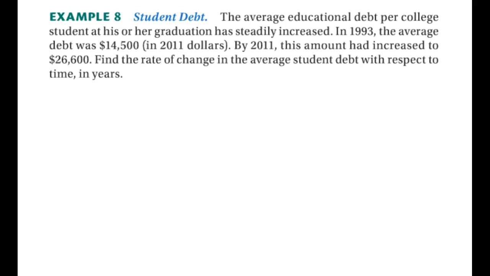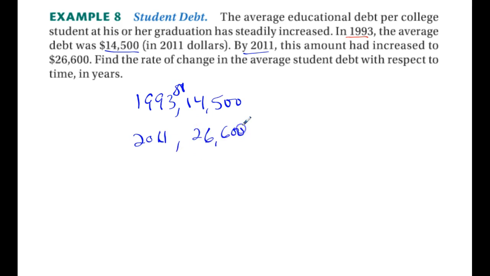The last example talks about average education in 1993. I'm going to record this. Let's maybe write down the correct number here. In 1993, it looks like there was $14,500, and in 2011, the amount is much greater, $26,600. So my guess is they're going to say, well, what is the slope? What's the change in rate, which is another way to say it's slope.